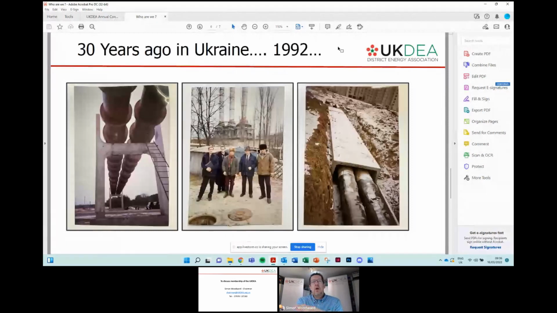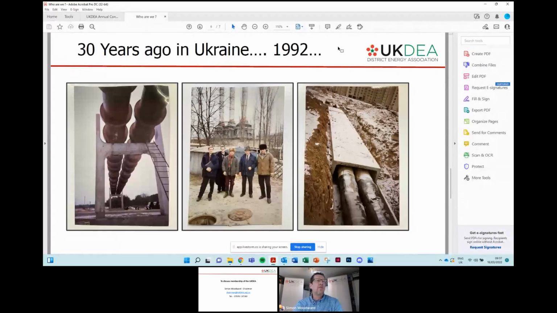So I just thought, we're not a political organisation, but I think it's sometimes important to pay respect to those people. 30 years ago this year, I was actually in Ukraine myself. We were on a district heating collaboration visit with the Foreign and Commonwealth Office, and there's just a couple of pictures there. The one in the middle is actually a picture of myself. I'm the chap on the left-hand side.